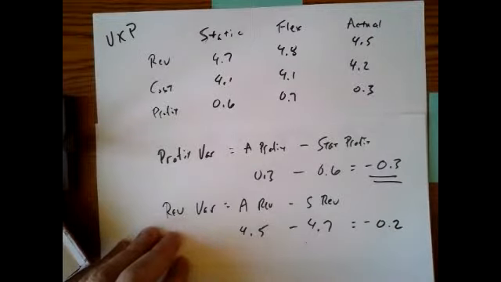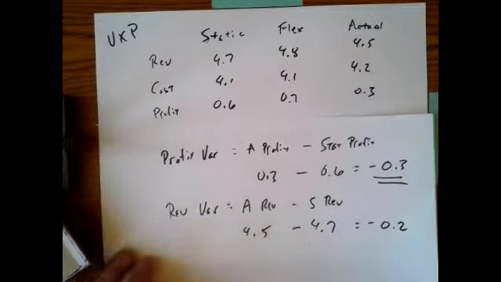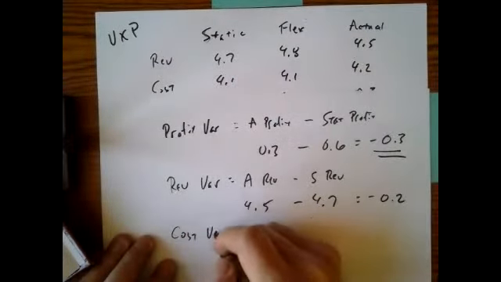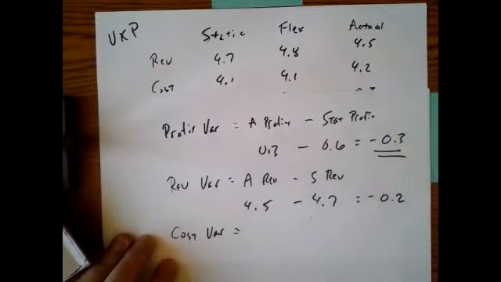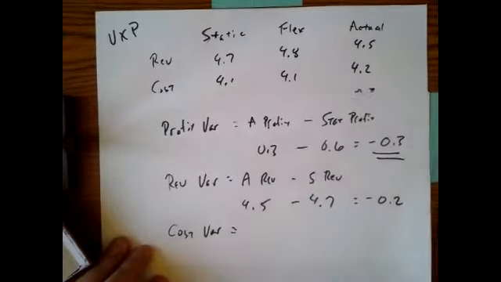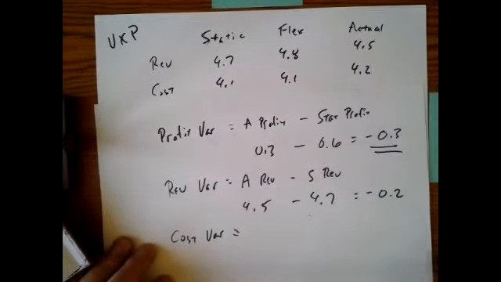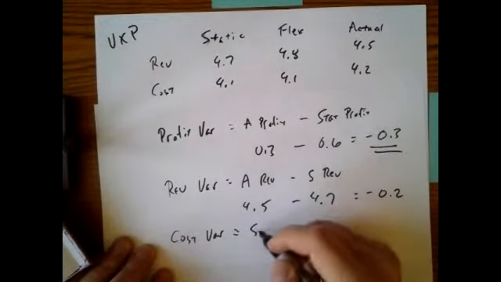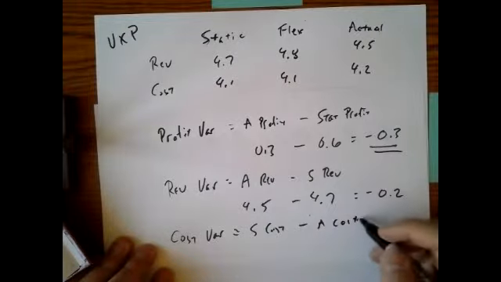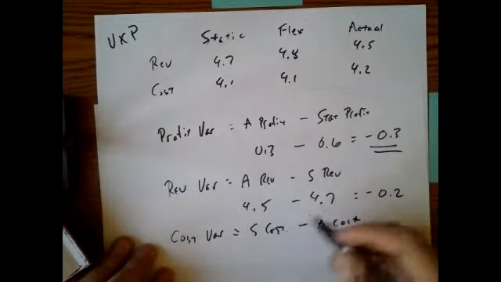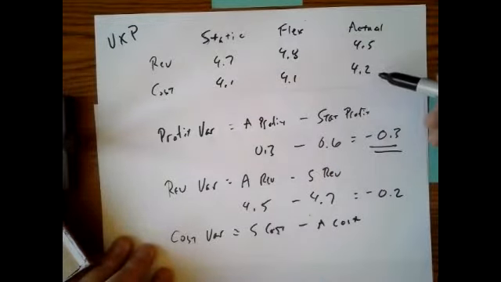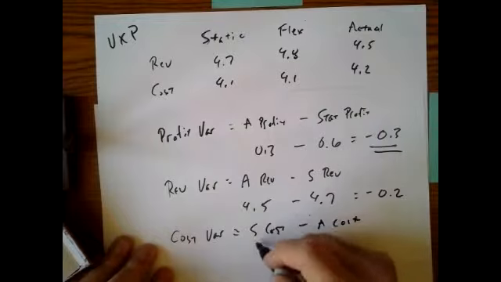And then it says calculate and interpret the cost variance. Well, remember what I said: for cost variance, we're going to work left to right. So cost variance in this case is static cost minus actual cost. And think about why left to right? Well, we thought we'd spend 4.1, and oops, surprise, we spent 4.2.